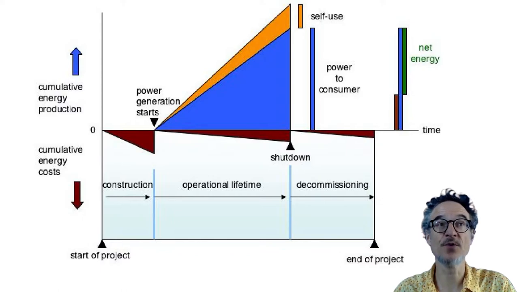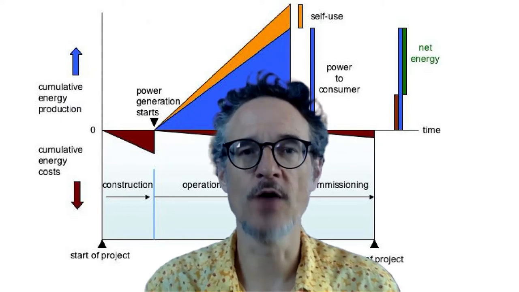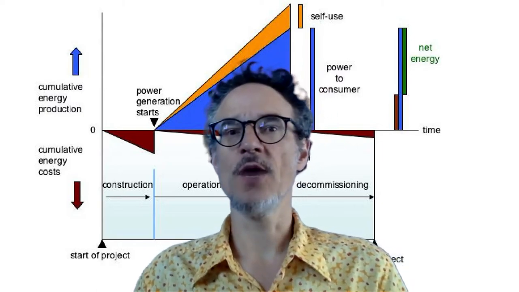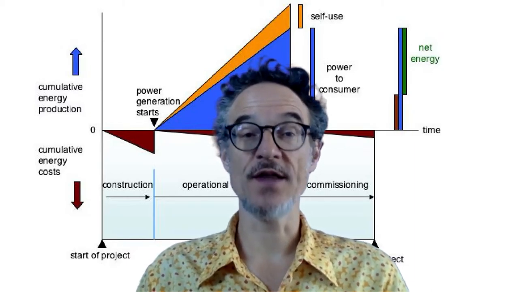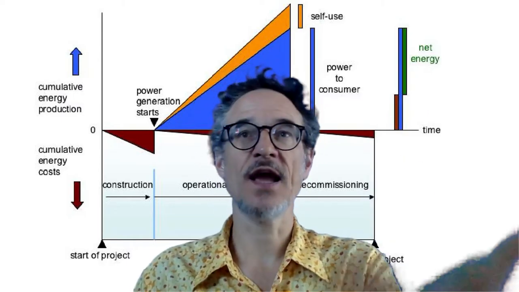At the beginning, before we start producing, we need to build the plant or build the system. That's a minus energy use. During use, there's a bit of self-use. So usually we use some of the power to produce the power. And then later there's decommissioning. So that's the whole life cycle of any power station, whether it's wind or solar or coal or nuclear. In all cases, there is a construction cost. There's an energy for construction. There's an energy for decommission. And we don't just get energy out. We need to put some energy in to get the energy out.